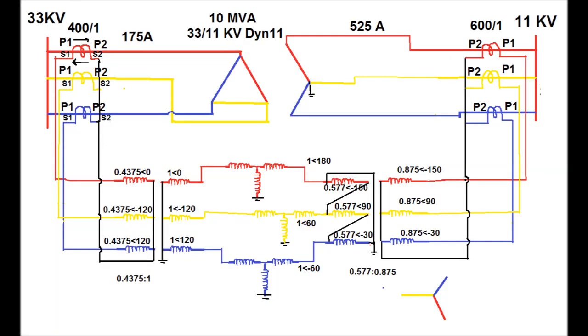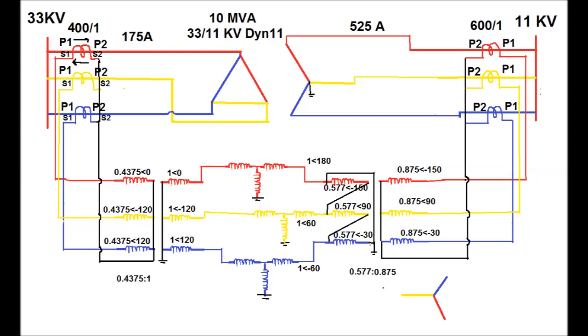Now, how does the ICT match the current? Under normal condition, the differential current is 0, and the operating current is this differential current, which is 0, and the restraining current is 1 plus 1. That is, under full load condition it is 2 per unit, as shown in this diagram. Now, assume that the transformer is running under full load condition, that is 175 ampere current flows.